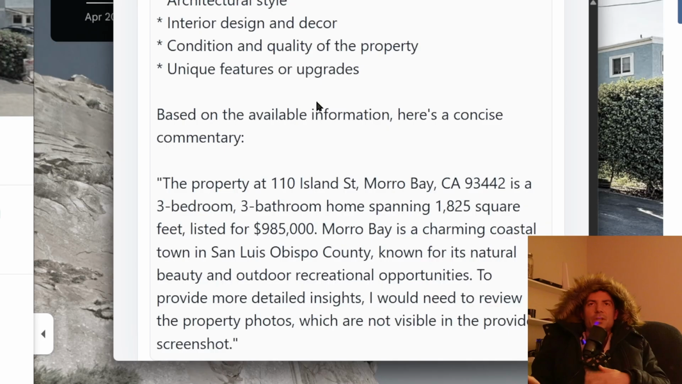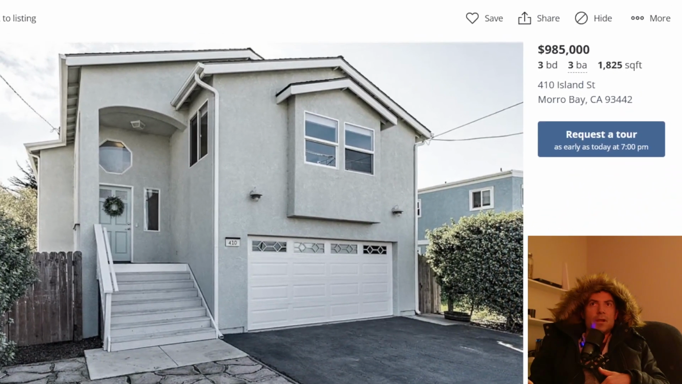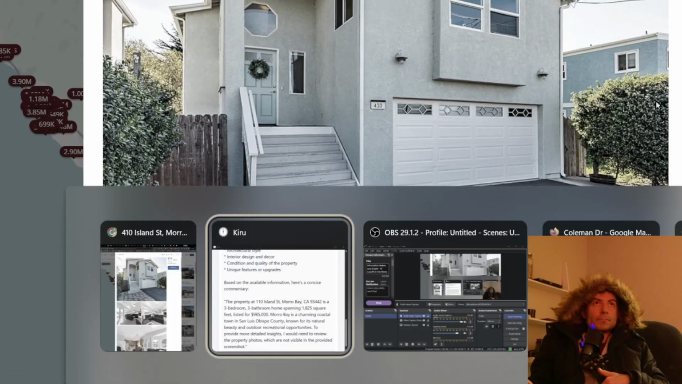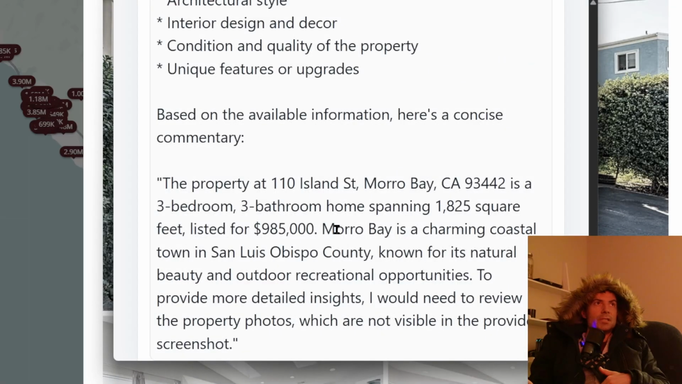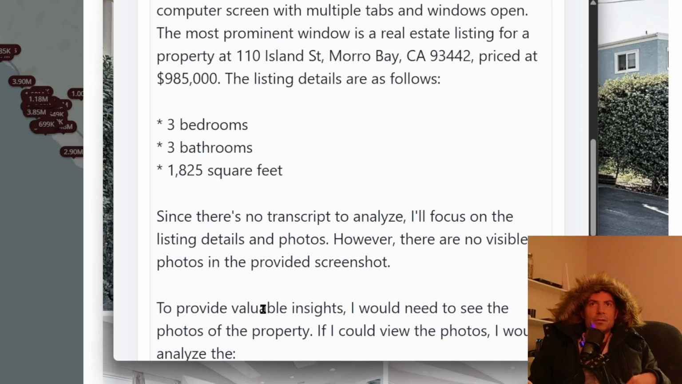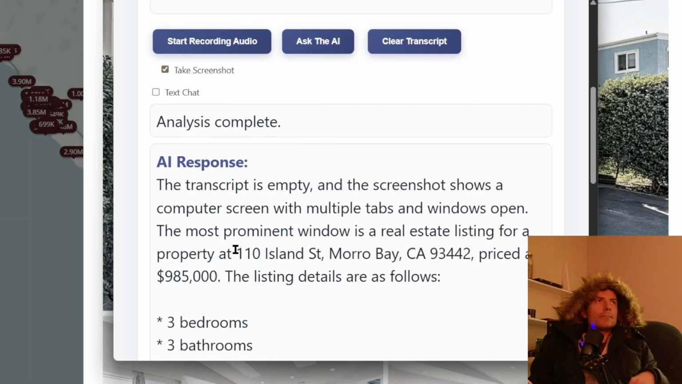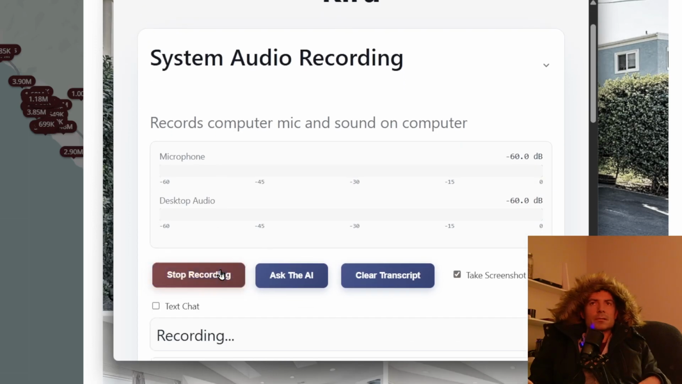The AI was prompted to grab anything relevant on the screen about property, and because it could see a little snippet right there, it's able to look at that property and is telling me about it. And what does it say? You know, we didn't ask it a question, so no transcript. But let's continue. Let's continue on.